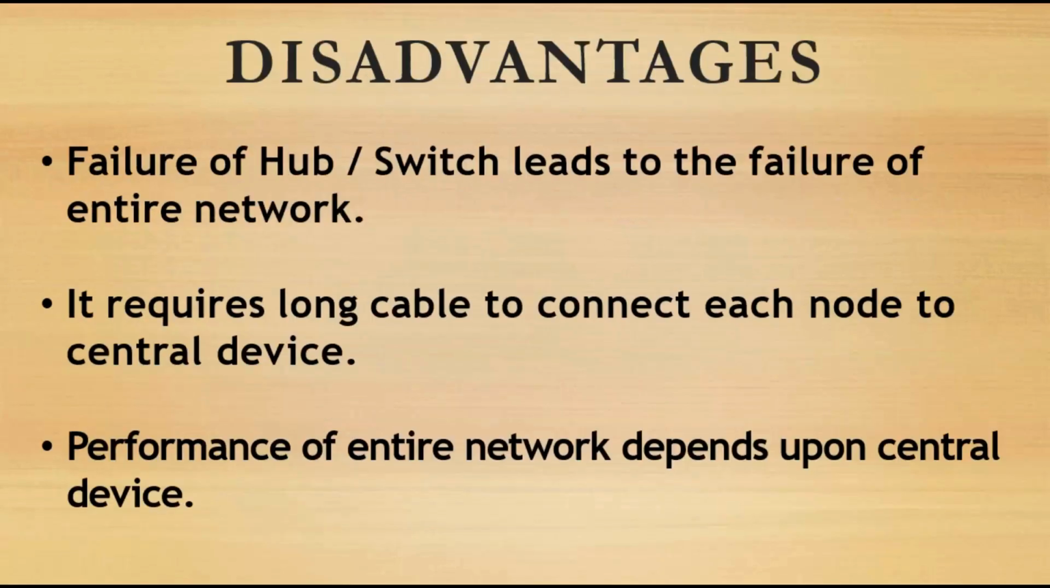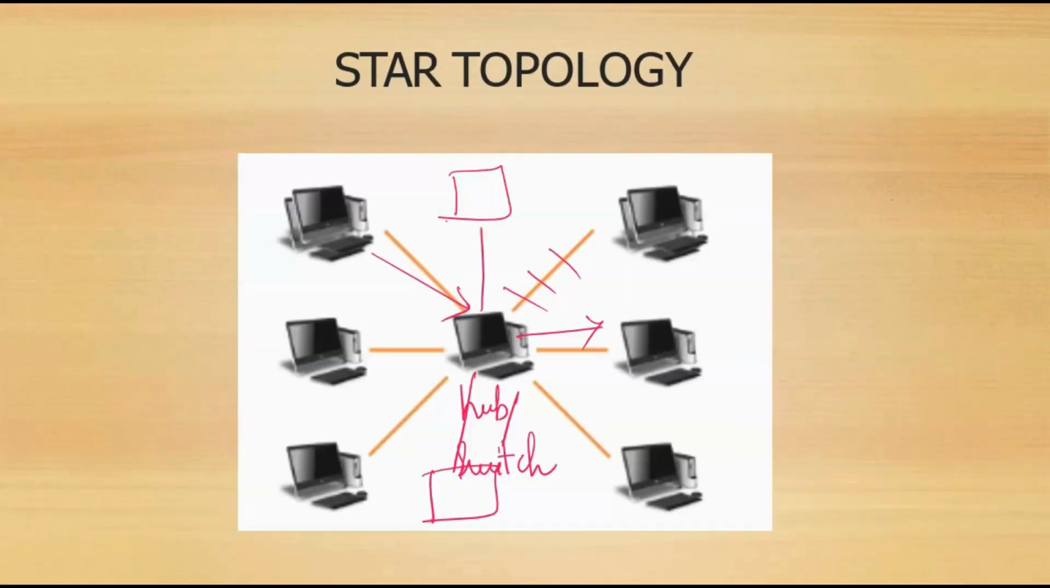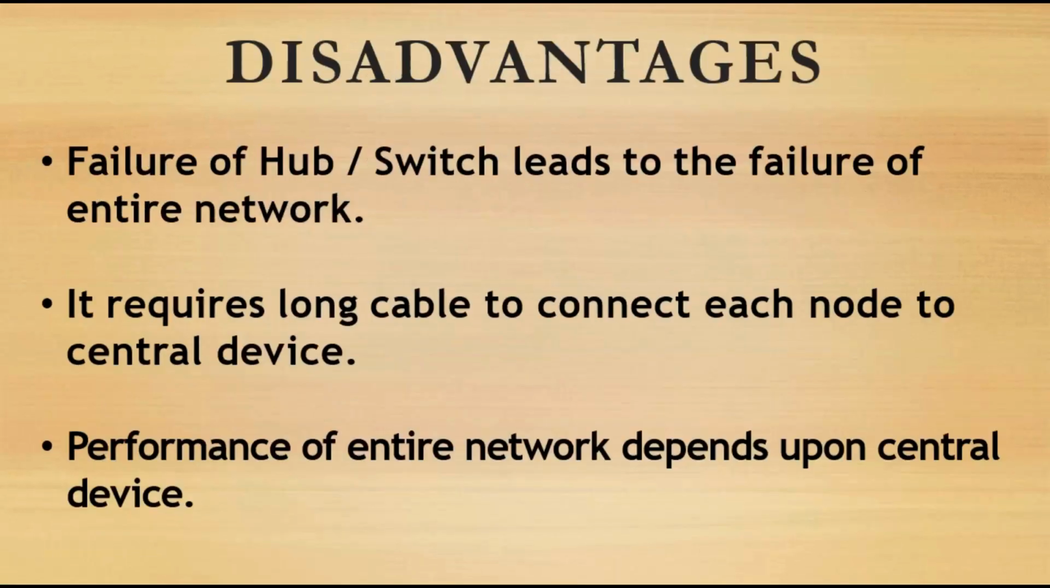Let us see the disadvantages of this star topology. Failure of the hub or a switch leads to failure of the entire network. For example, if this hub or switch fails, the total system fails, so we cannot send messages to and from the computers. That is not easy. It also requires long cable to connect each node to the central device, hub or switch. That is another disadvantage.